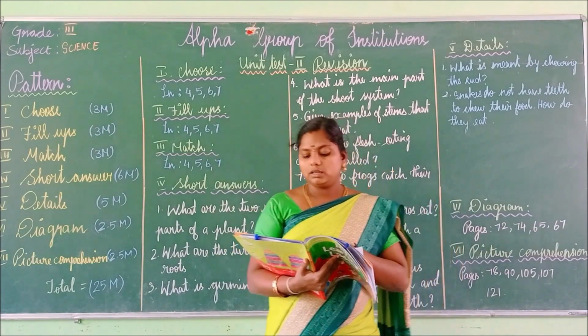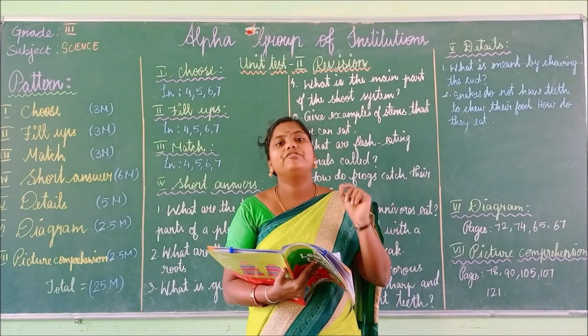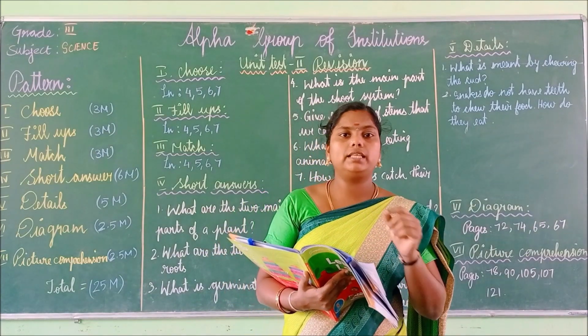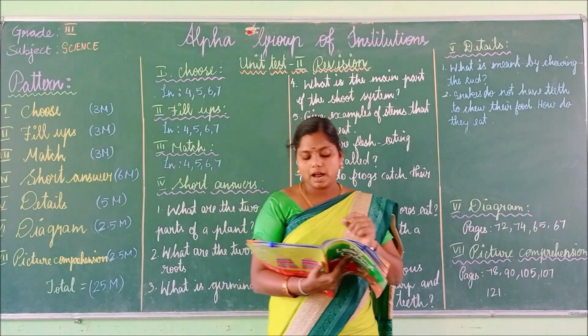Second one, carnivores are dash eating animals. Carnivores are flesh eating animals. The answer is flesh.